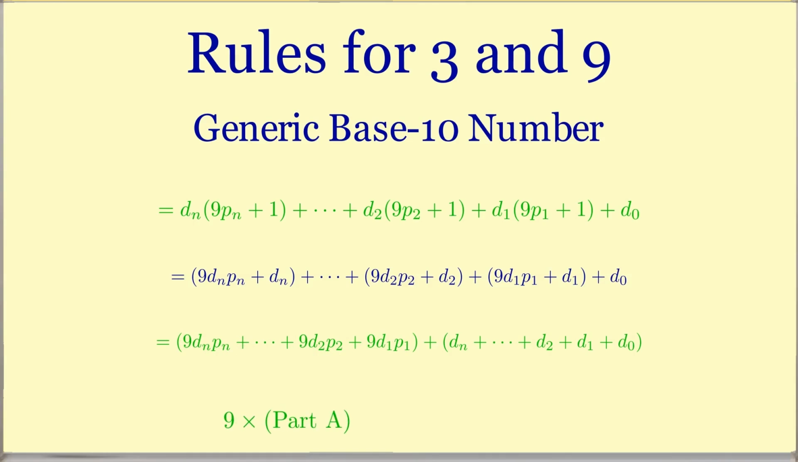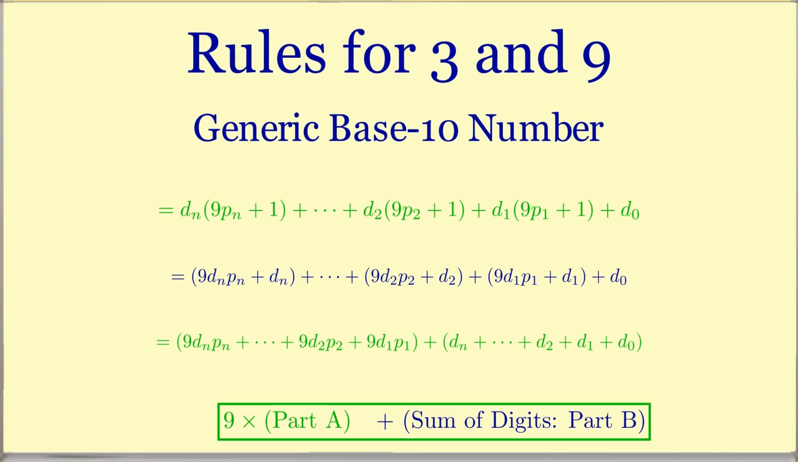Let's package that entire massive section into one clean variable. We will call it part A. What is left over sitting on the right side? Just the isolated digits themselves, d0 plus d1 plus d2, all the way up to dn. Let us call this part B. We have brilliantly transformed our original number. We proved that absolutely any number in the universe can be rewritten as a giant multiple of 9, plus the sum of its digits.